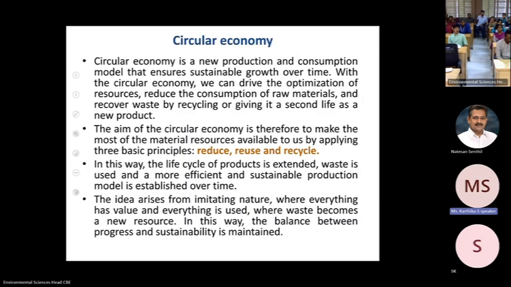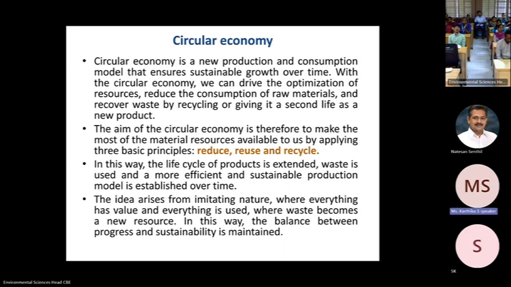Now we can see one by one what is the concept, why we have to learn about this circular bioeconomy. Economy will lead again in different aspects. So circular economy is a new production and consumption model. Production and consumption. Best example, water scarcity. What are the available water resources? What is our per capita consumption? You calculate it. Do you think that we are having more resources in reserve? No.